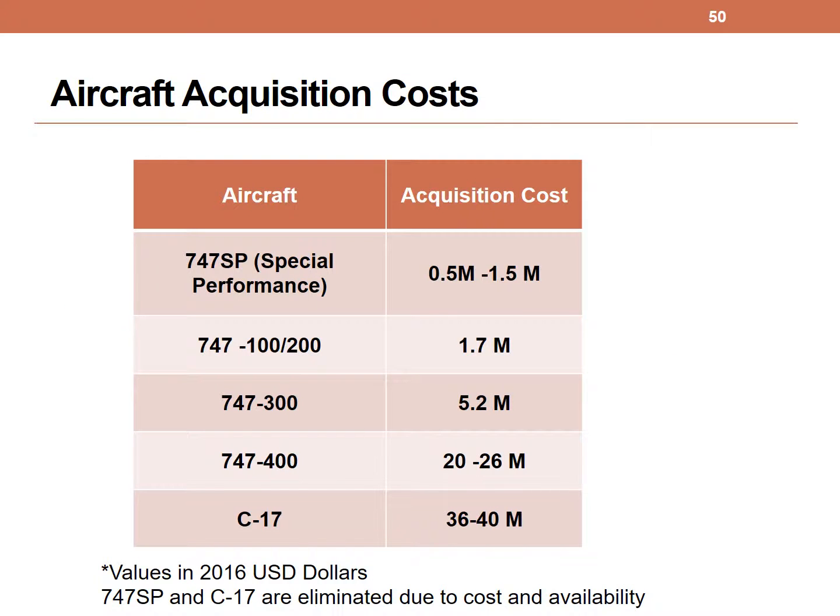For the aircraft acquisition cost, the costs are listed for 747-100 to 400, as well as C-17 and 747 Special Performance. The 747 SP and C-17 are omitted from further analysis as the availability is very small, where 747s are more available and also more cost effective. These values are in 2016 United States dollars, and will be focused on 747s from this point on.